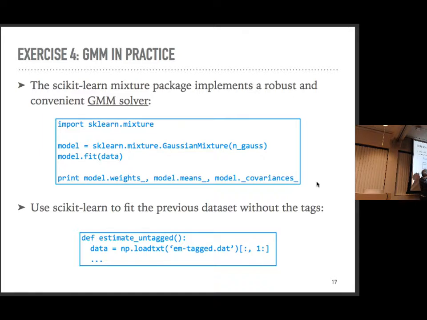These are the alphas. For some reason, they put underscores at the end of the name of all of their class attributes. Mean underscore, covariance underscore. That underscore shouldn't be there.